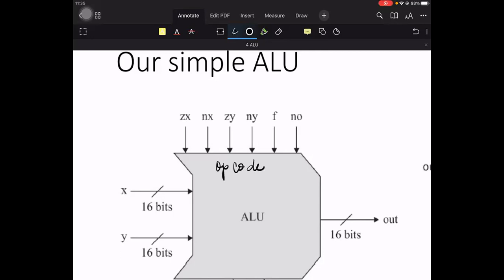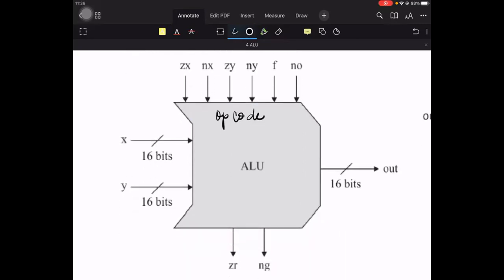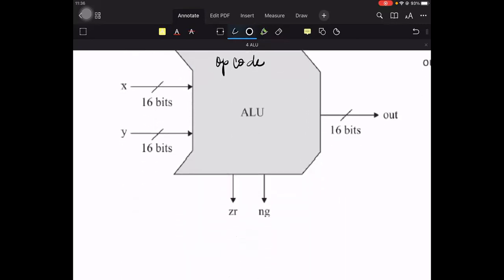So for this simple ALU of ours, let's define our opcode terminals as ZX, NX, ZY, NY, F, and NO. What these letters mean, we'll appreciate in a short while. These are the two output terminals. At the very bottom, these are the status output pins, ZR and NG. We'll get to them later.